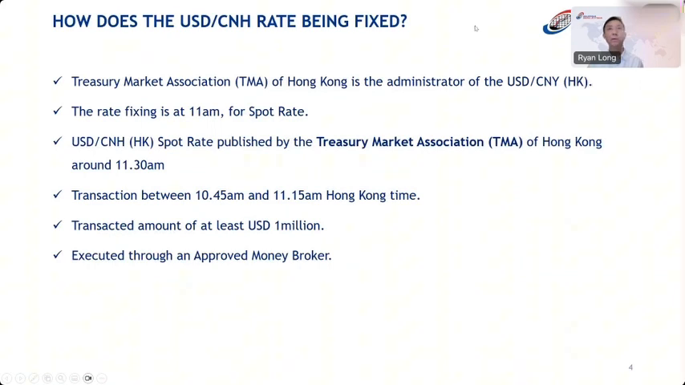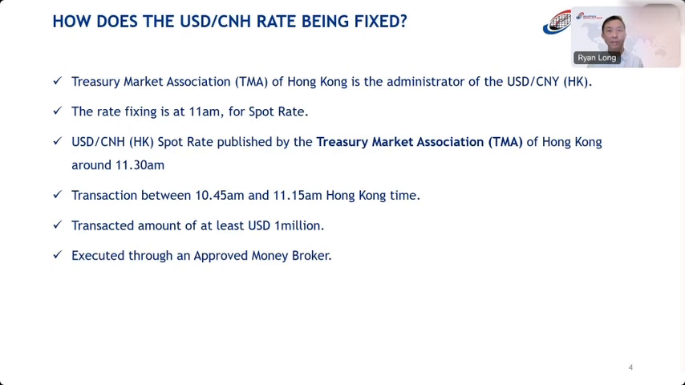So how does this US dollar CNH? I think there's a typo there. Yeah, it's actually CNH. It's not CNY. This currency rate is determined by the Treasury Market Association, which is based in Hong Kong. The rate fixing on a daily basis is usually around 11 a.m. It is a spot market, so they will only publish the spot rate.